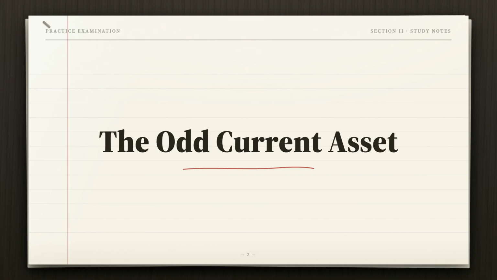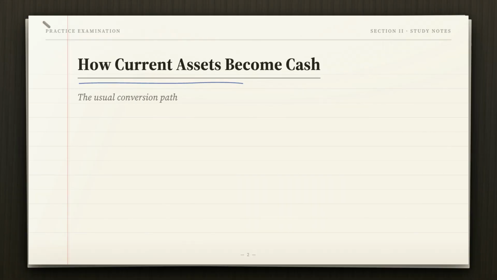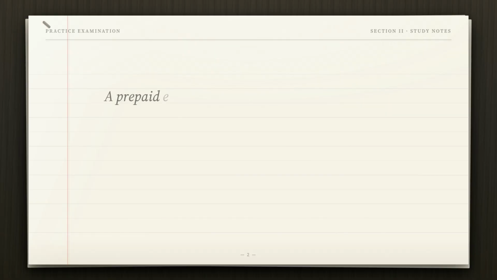Most current assets follow a simple path. They eventually turn into cash. Prepaid expenses break that pattern, and understanding why reveals a key idea about what an asset really is. Receivables get collected, inventory gets sold, and securities get liquidated, all eventually becoming cash. Prepaid expenses are the exception. They are current assets that never convert into cash at all.